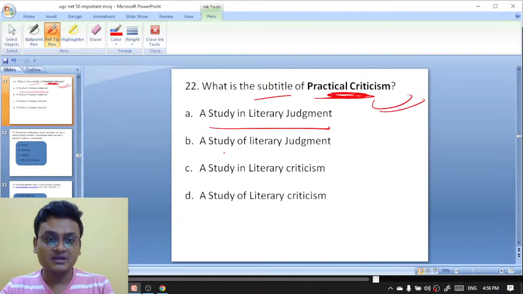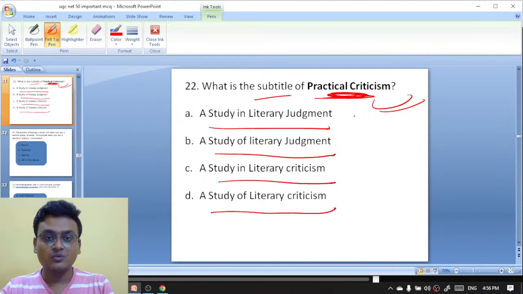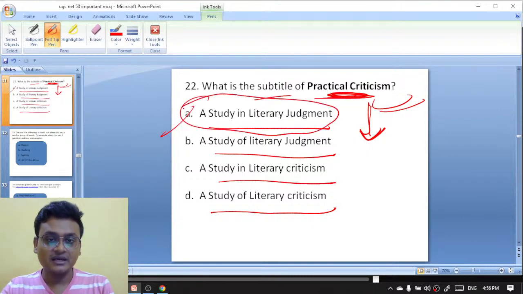A study in literary judgment. What is the subtitle of Practical Criticism written by I. A. Richards? I. A. Richards has written Practical Criticism, and its subtitle is actually A Study in Literary Judgment. A Study in Literary Judgment is the answer here.